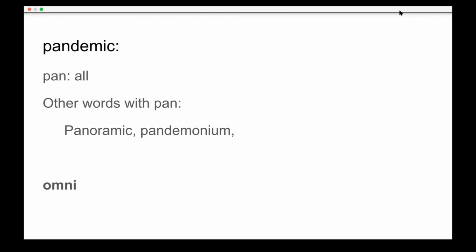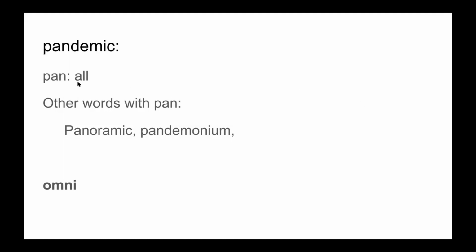So like pancake, that wouldn't work. You might say, oh, but pancakes are loved by all, right? But that's such a stretch that it's not plausible. Projectile, thing thrown out. Yeah, that would work. Cool. So pan would mean all and omni would mean all.